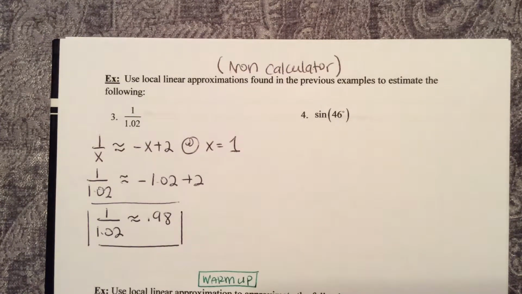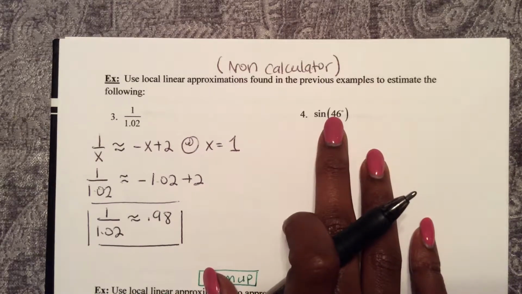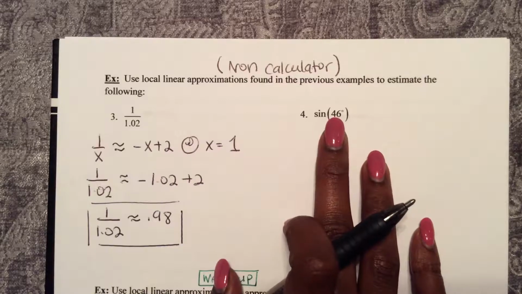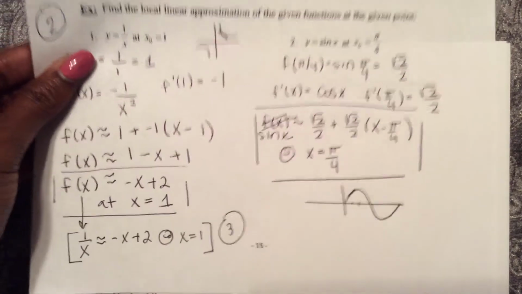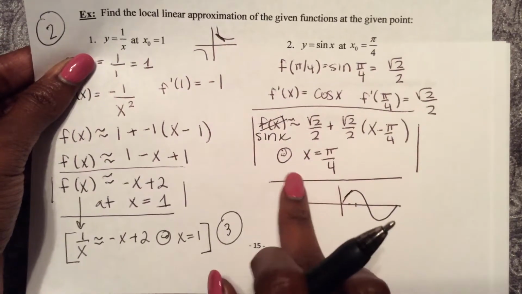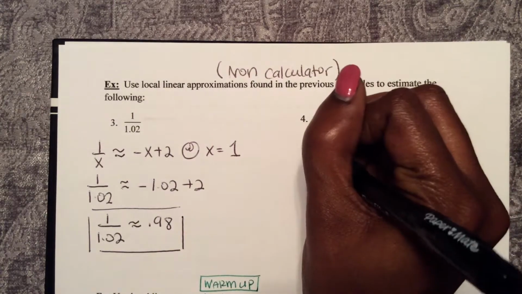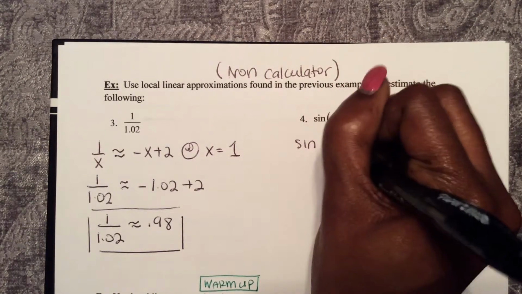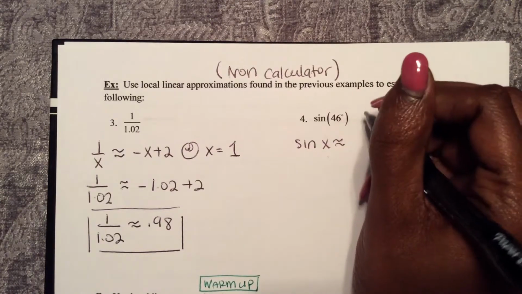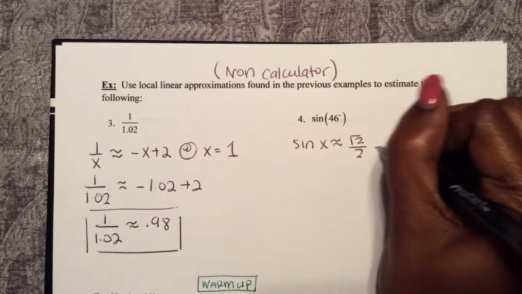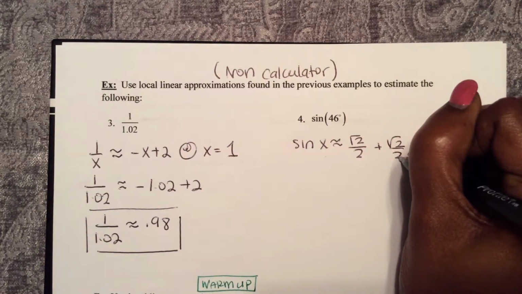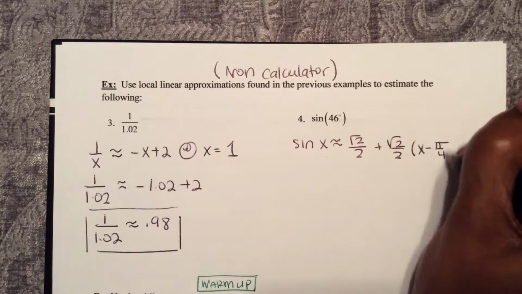So we see our linear approximation does give us a good approximation of this value if we don't have a calculator. So now we're trying to do sine of 46 degrees. 46 degrees is really, really close to 45. So I can use this linear approximation that we found in number 2 around x equals pi over 4. So I know sine of x is approximately square root 2 over 2 plus square root 2 over 2 times x minus pi over 4.